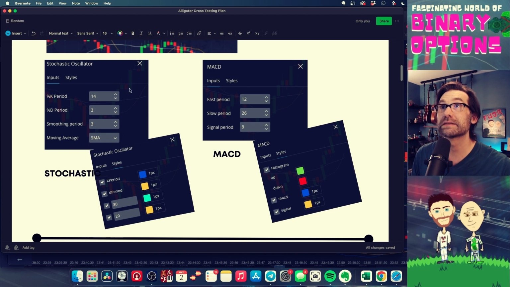Then we use a stochastic oscillator with a 14, 3, 3 slow moving average, and here are the colors I use as well. And then we use a MACD 12, 26, 9. These are actually just the defaults, I believe, in Pocket Option.